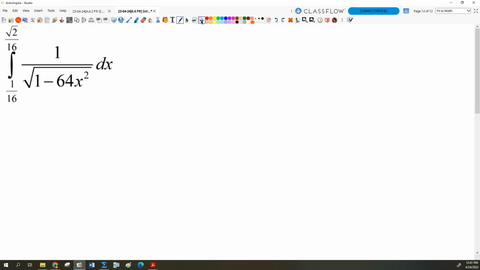Okay. Does that make sense? This would be an arc sine, wouldn't it? Right? It's matching a squared minus u squared. So what would u be then? u would be 8x, right? Because 64x squared is the same thing as the quantity 8x squared, right? So we would just let u equal 8x, which means du is 8 dx. And so dx would just equal 1/8 du.